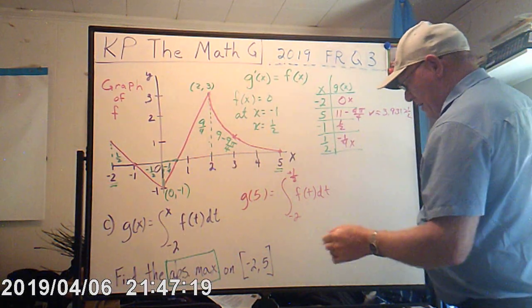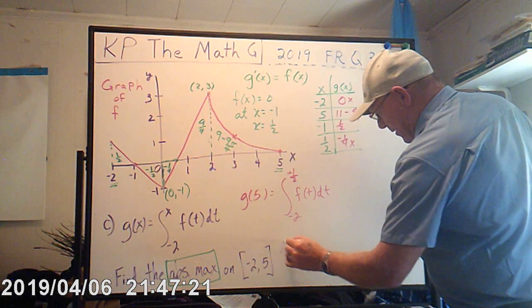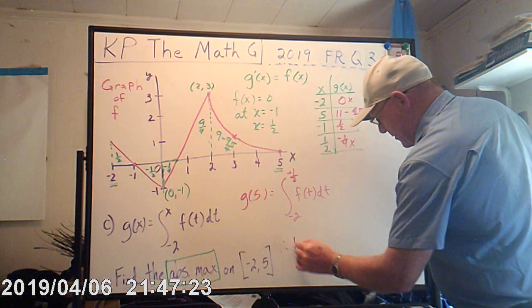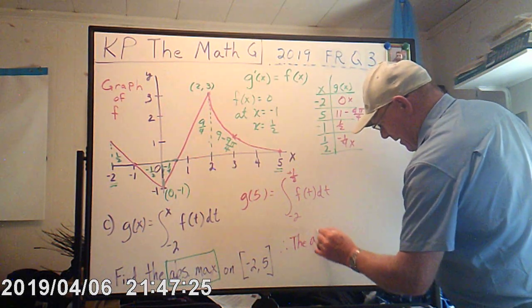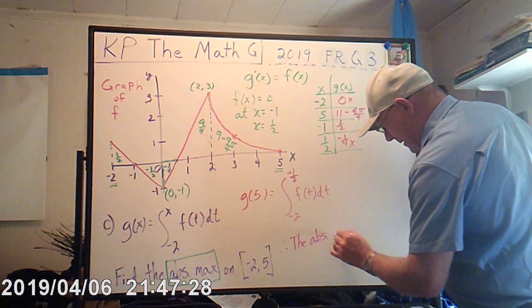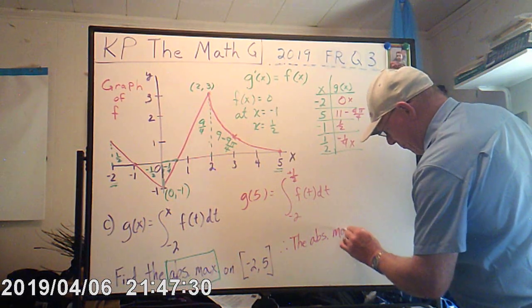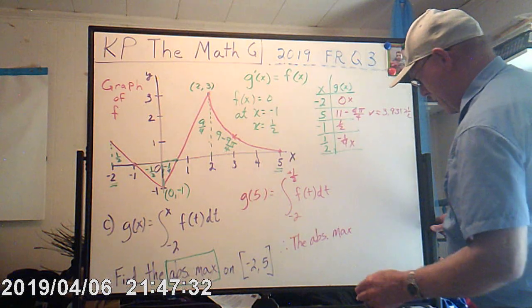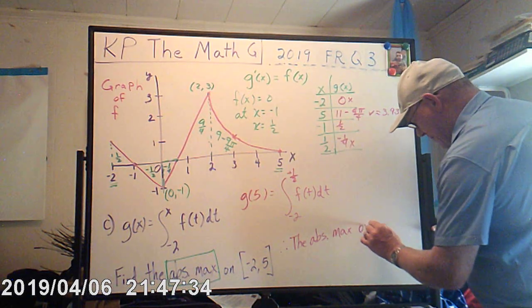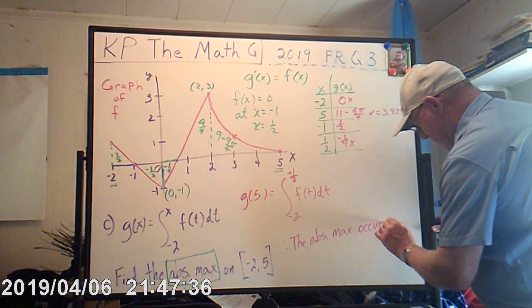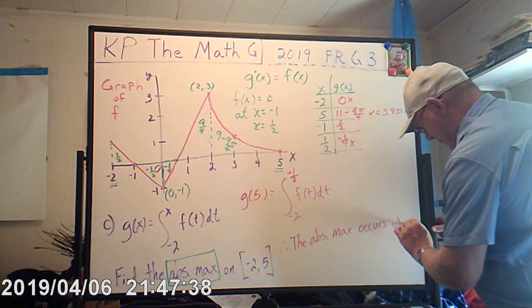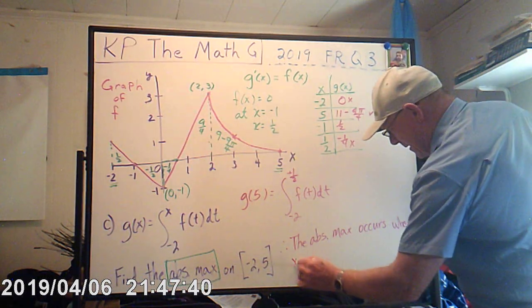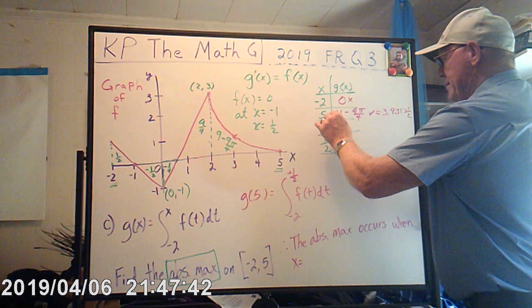So we would say then, therefore, the absolute max occurs when x equals 5.